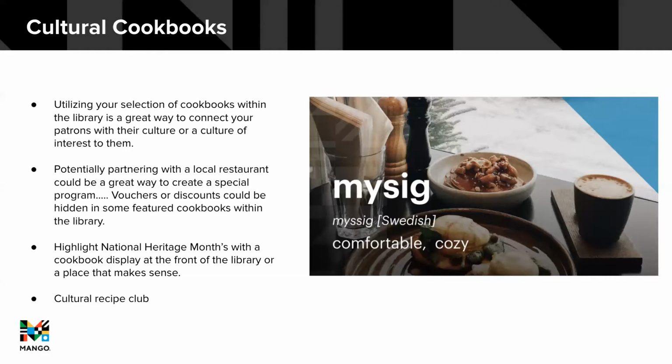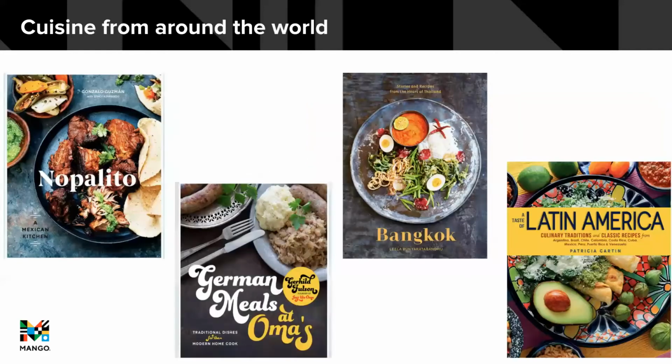And then I have a slide of some of the cookbooks that I thought looked really nice. So just an idea here, we're seeing very colorful covers, very specific. We've got Bangkok cuisine, Latin America, a Mexican kitchen specific, and then some traditional German dishes as well.